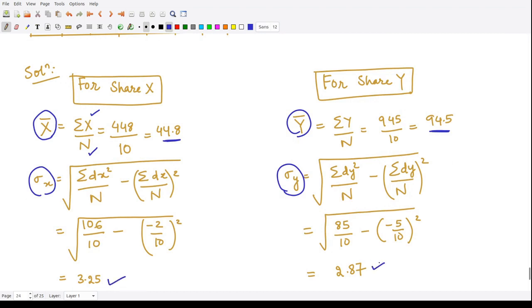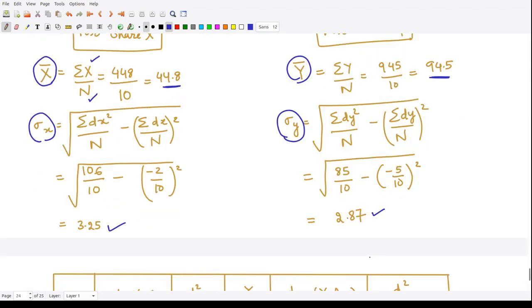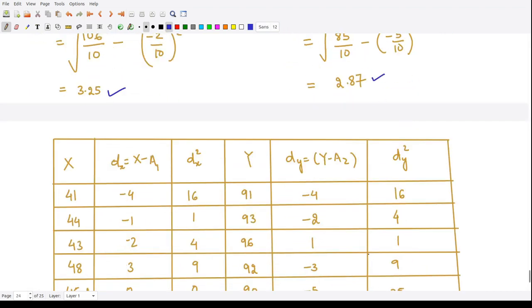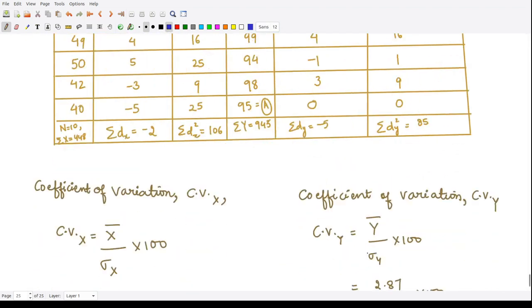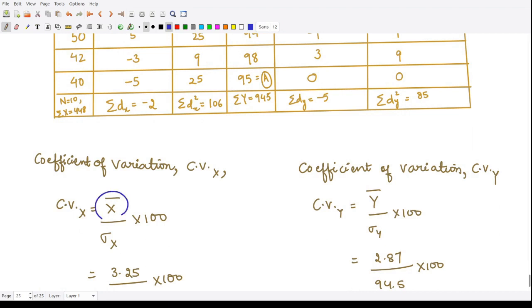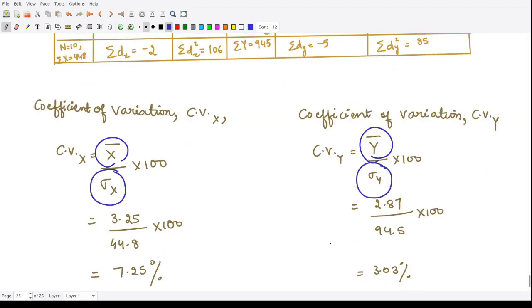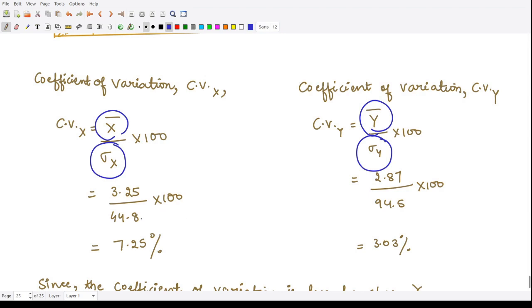So the next task is to calculate the coefficient of variation. How do you calculate this coefficient? You just divide the standard deviation by the corresponding mean for share X, and the standard deviation by the mean for share Y, into 100. Once you do that, for the first share the coefficient of variation comes out to be 7.25% and for the second share, the Y share, it came out to be 3.03%.